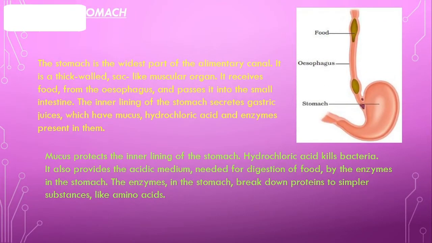The stomach. The stomach is the widest part of the alimentary canal. It is a thick-walled sac-like muscular organ. It receives food from the esophagus and passes it into the small intestine. The inner lining of the stomach secretes gastric juices which have mucus, hydrochloric acid, and enzymes present in them.